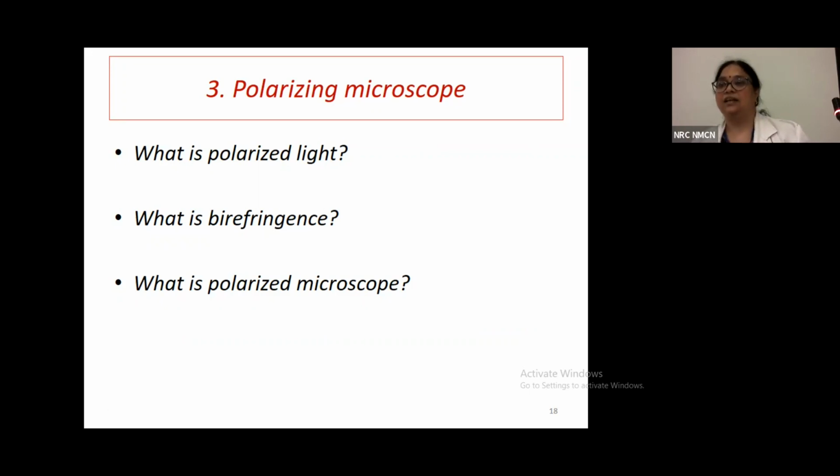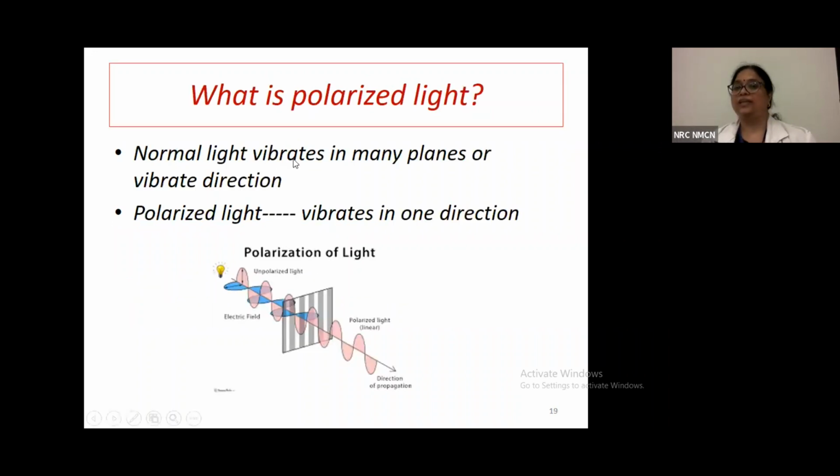The light that is scattered in all the directions is called unpolarized light. Polarized light is when the light is moving only in one direction. So normal light vibrates in many planes or directions, while polarized light vibrates only in one direction with the application of a polarizer.